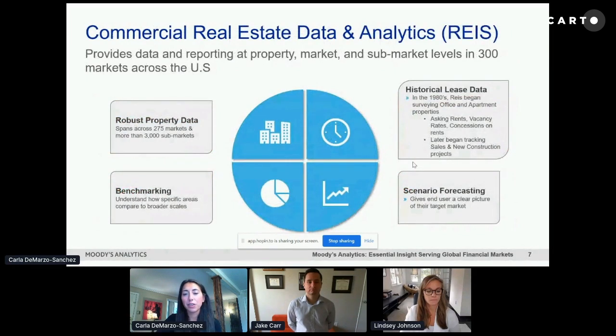And this third piece that we want to talk about is, of course, the commercial real estate data through Reis. Prior to the Moody's acquisition, and for many decades, Reis has been collecting property level data all across the US on core 4 assets, meaning office, multifamily, retail, industrial, but also some of the more niche assets in the United States. So seniors housing, student housing, and the like.